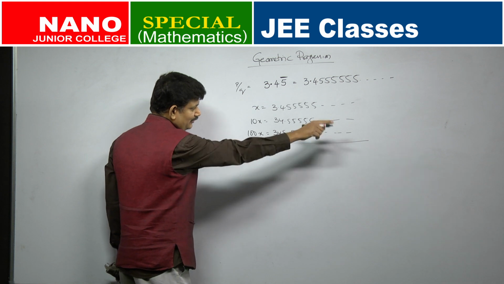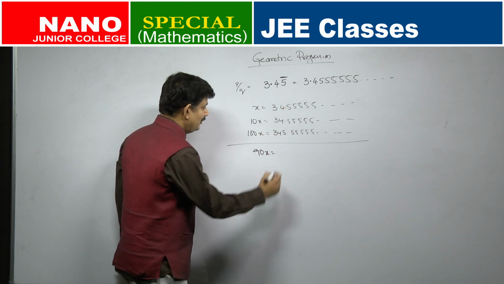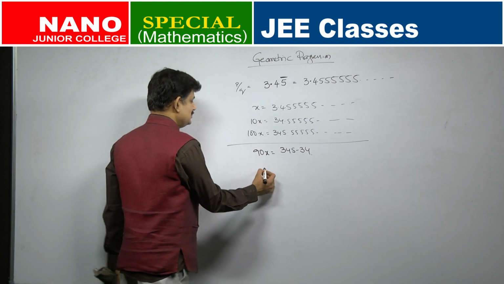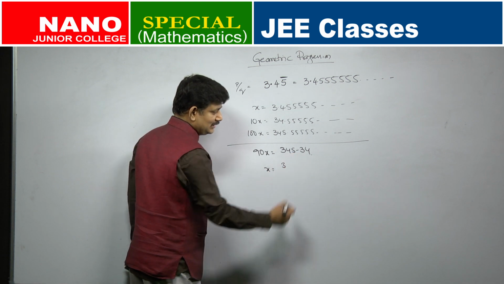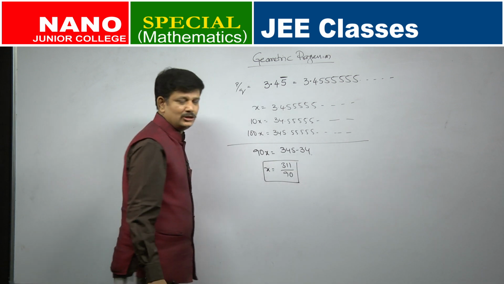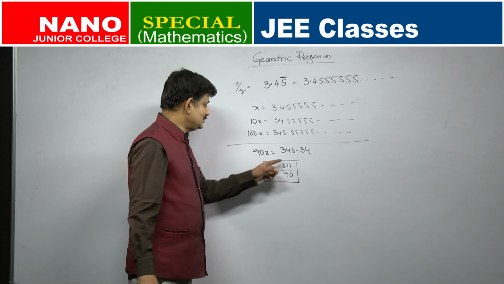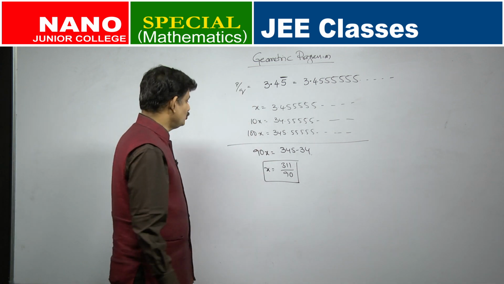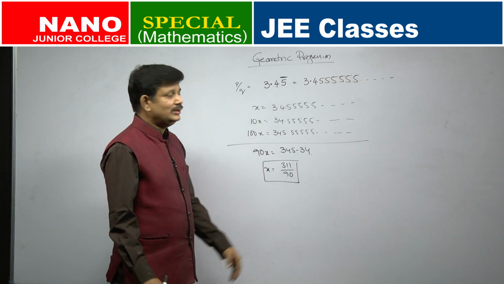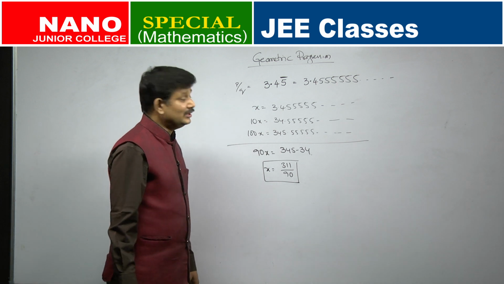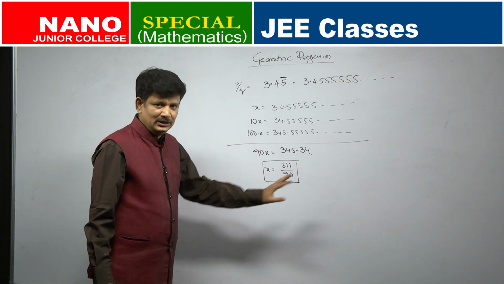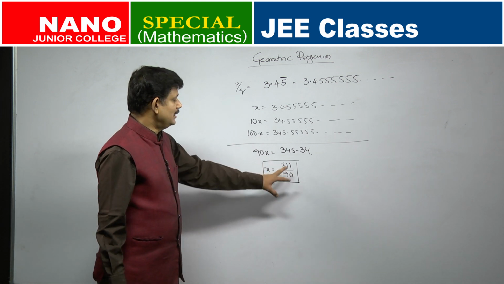Now, can you see this 0.5555 getting cancelled? What do you have? 345 minus 34. So, x is equal to 345 minus 34. How much is it? 311 divided by 90. Can you see it in the form of p by q? Yes, right. So, this is a rational number. Our assumption that it is a rational number is true. So, a repeating decimal is a rational number. Repeating decimal will always be a rational number. This justifies our definition. We are able to write it in the form p by q.